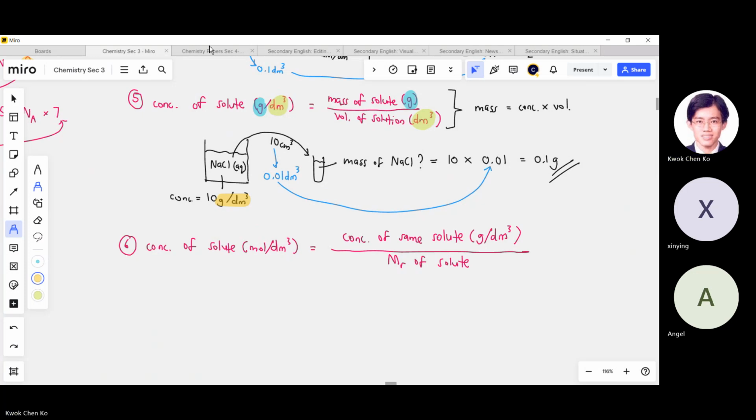Reminder, for every single formula, they have to be pertaining to the same substance. Same solute, same solute. Do not mix up different substances in the same formula.